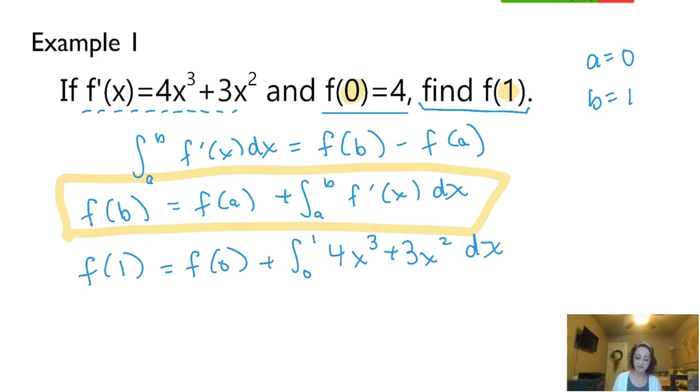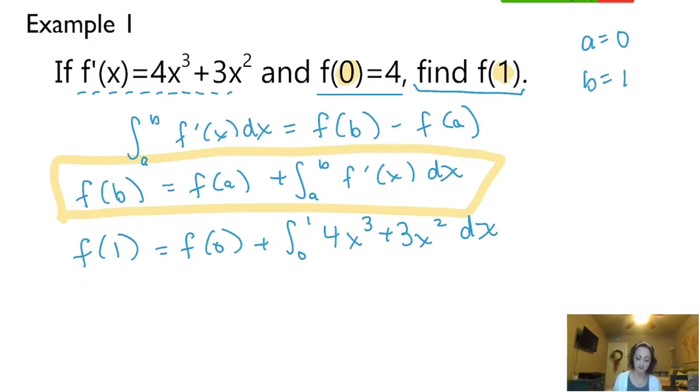All right, so now let's just keep working with the calculus. So f of 1 is what I'm looking for. What is f of 0? F of 0 was given, and that was 4, so I'm going to plug that in there. And now I have this definite integral. If it's not calculator active, how can I find this definite integral by hand? Take an antiderivative, right, and plug in 0 and 1.